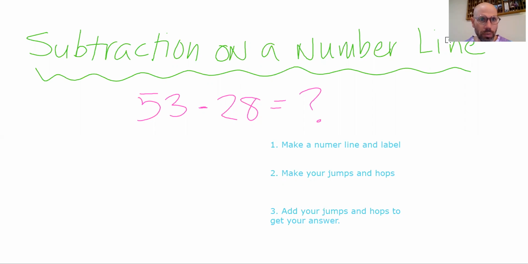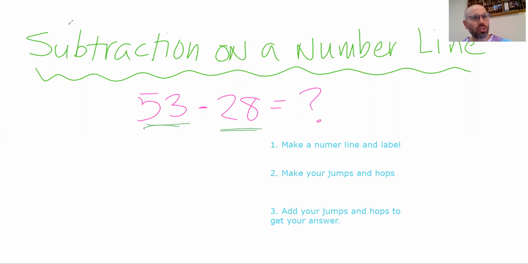Today we're going to talk real quick about subtraction on a number line. We're going to be using some multi-digit numbers. Again, remember, multi-digit means numbers that have more than one digit. So this is a two-digit number that we're looking at, 53. Right, two digits, and this is a two-digit number, 28.